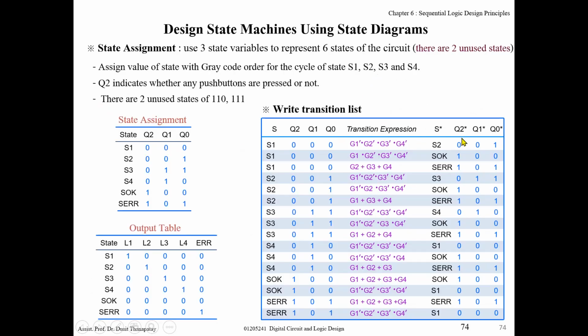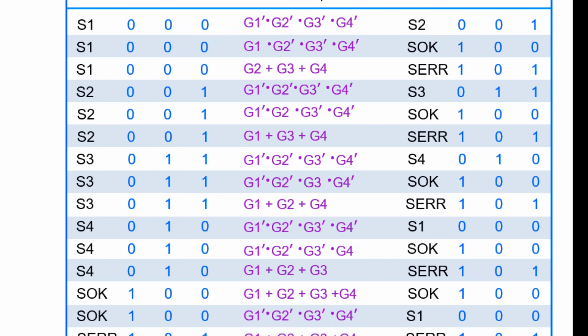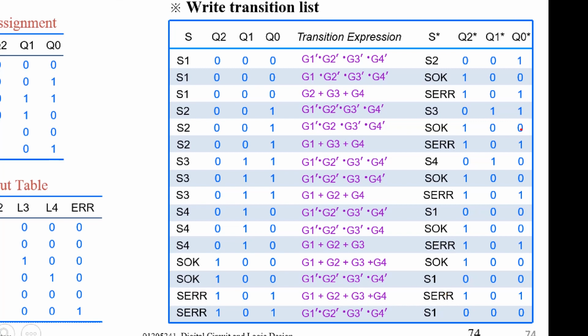And for Q2* also, you can use this one. But if you count the number of logic 0s compared with logic 1s, you see 1, 2, 3, 4, 5, 6, right? But for logic 1 it is 1, 2, 3, 4, 5, 6, 7, 8, 9, 10. So logic 0 is fewer than logic 1, so you may write down the transition expression for Q2* by using logic 0. You can. How?